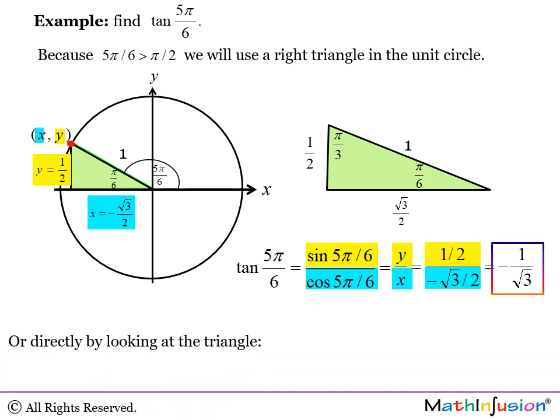We can also do this directly by looking at the triangle. If I look at the triangle, I just get that the tangent is the side across the angle, which is 1 over 2, over the side that is adjacent to the angle, which is negative square root of 3 over 2.